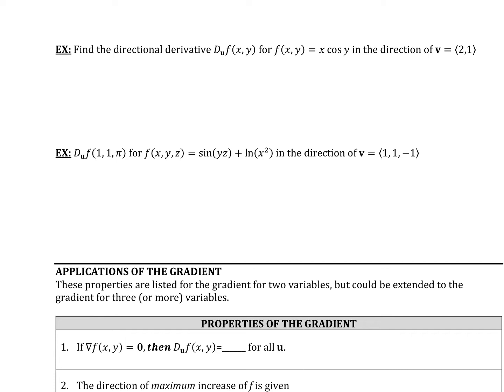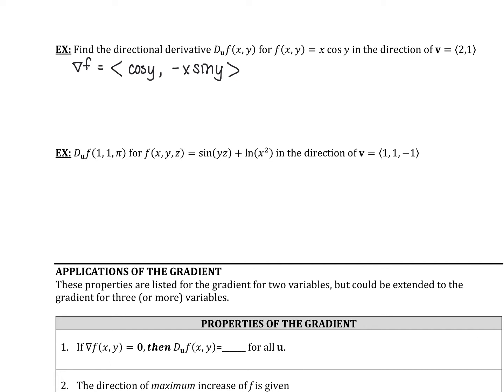All right, hopefully you had a chance to hit pause. Let's go through this. If we talk about finding the gradient of f in this case, we would really just be finding the partial with respect to x. So in our case, that would be cosine of y, comma, and then the partial with respect to y would be negative x sine y. So there is our gradient vector.